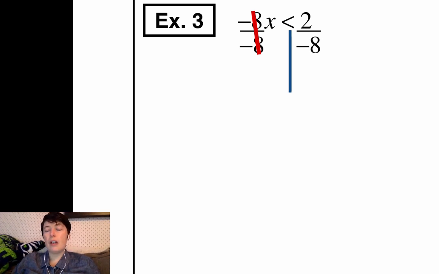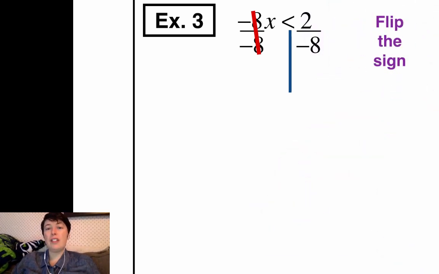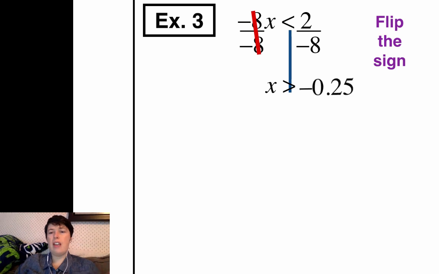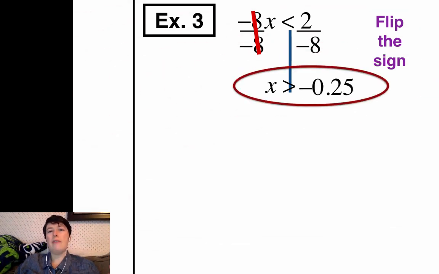But what are we doing here? We're dividing by a negative. It's a flip the sign problem. So it's actually turning into x is greater than 2 divided by -8. Now 2 divided by -8 is a decimal. I already know that for a fact. And 2 is positive and 8 is negative, which doesn't match. So if you need a calculator, 2 divided by 8 is 0.25. So we're going to have a -0.25.